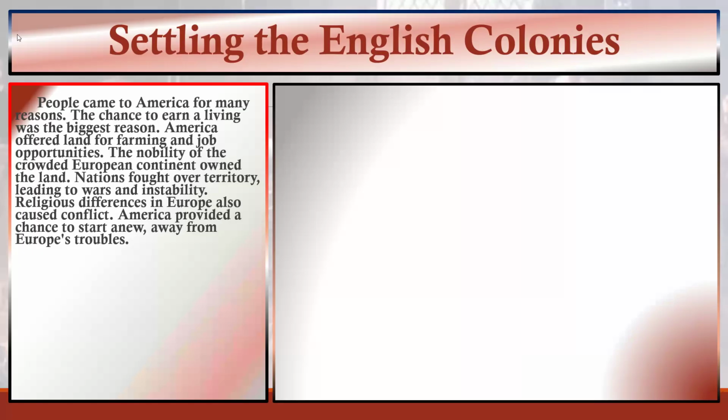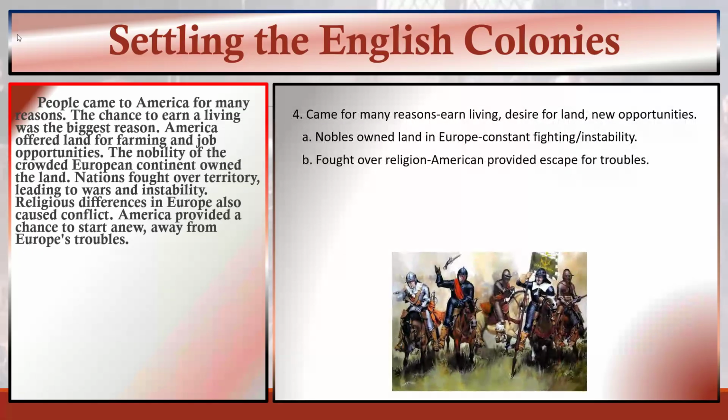So again, how did I summarize this? Well, this is paragraph 4. Came for many reasons: earned living, desire for land, new opportunities. Nobles owned land in Europe, constant fighting, instability, fought over religion. America provided escape for troubles. I really did a lot of substitution there. I deleted a lot of what it said. I condensed a lot and reworded a lot of information.